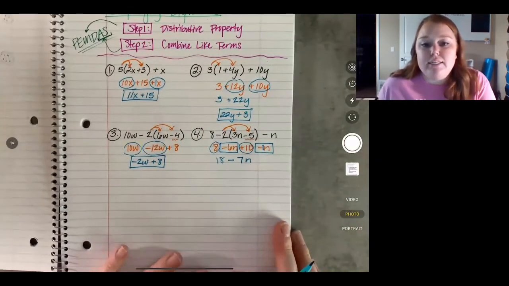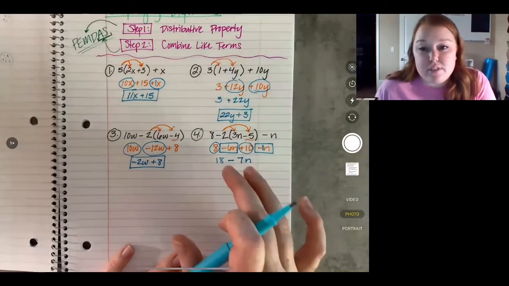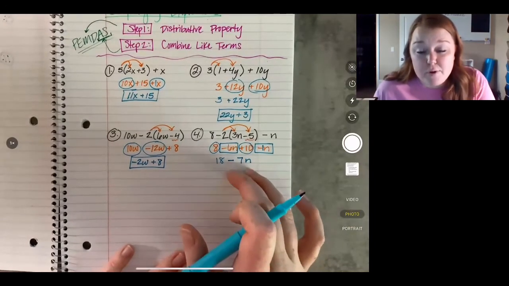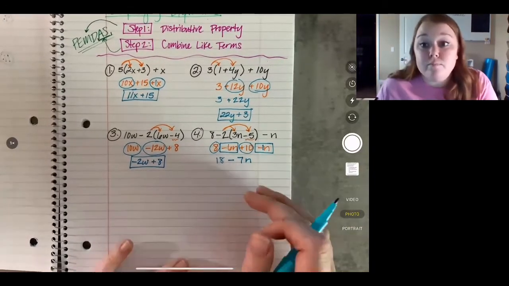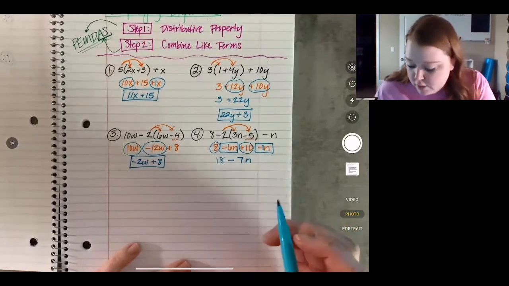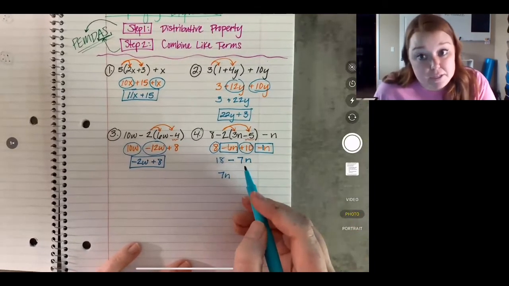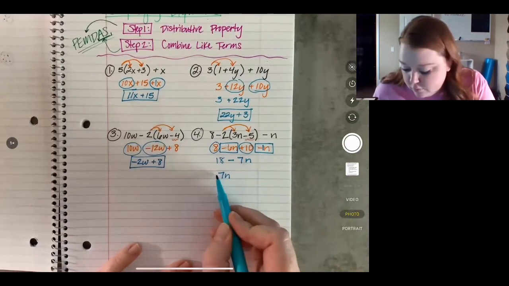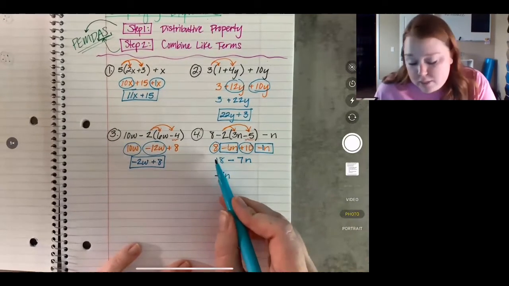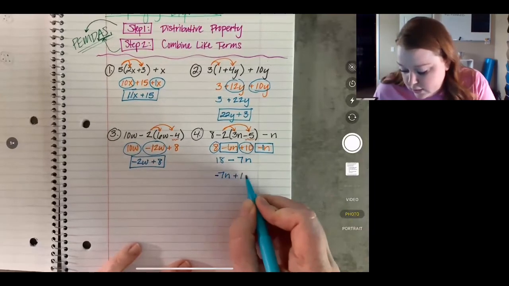Okay. Now, am I going to box this up? Is this how I write my final answer in standard form? No. Put your term with the variable out front. Is it positive 7n or negative? Negative. 18, though, is positive, so we write plus 18.